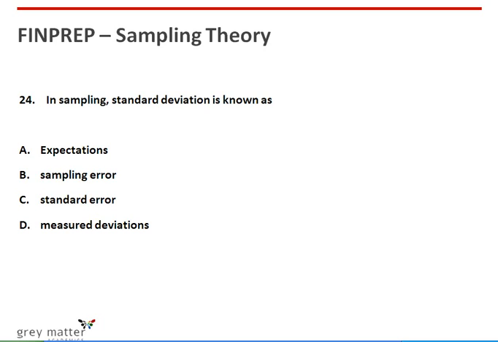24th question: in sampling, standard deviation is known as sampling error. As per the PowerPoint, it is the B option, which says sampling error. This is in accordance with the definition of standard error.